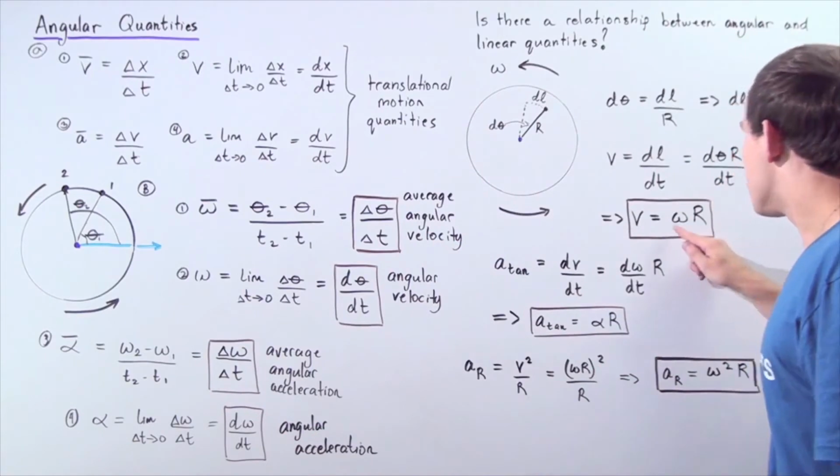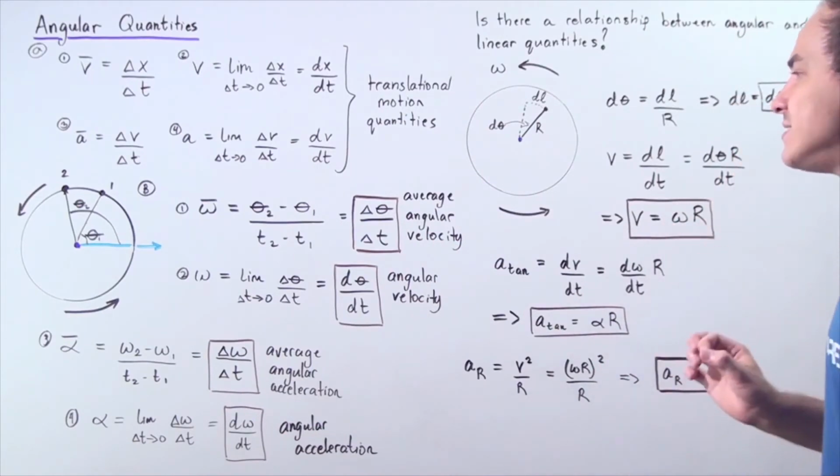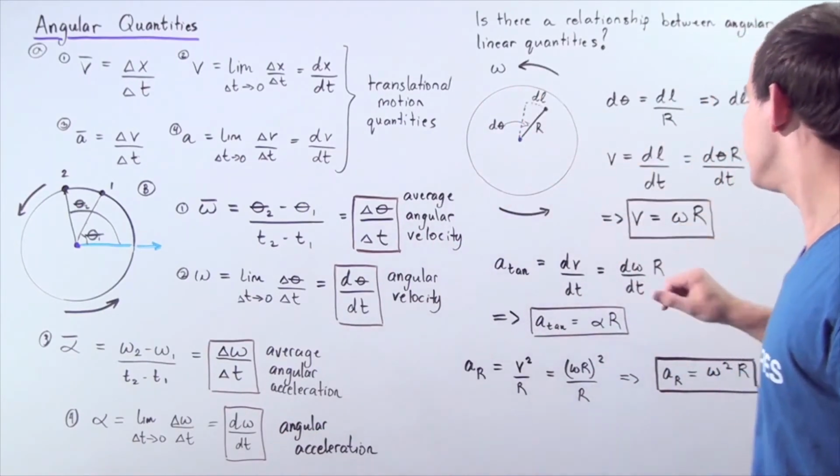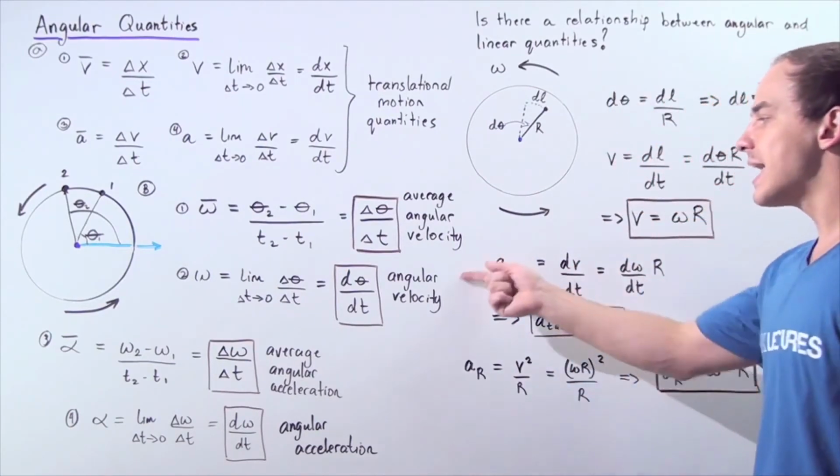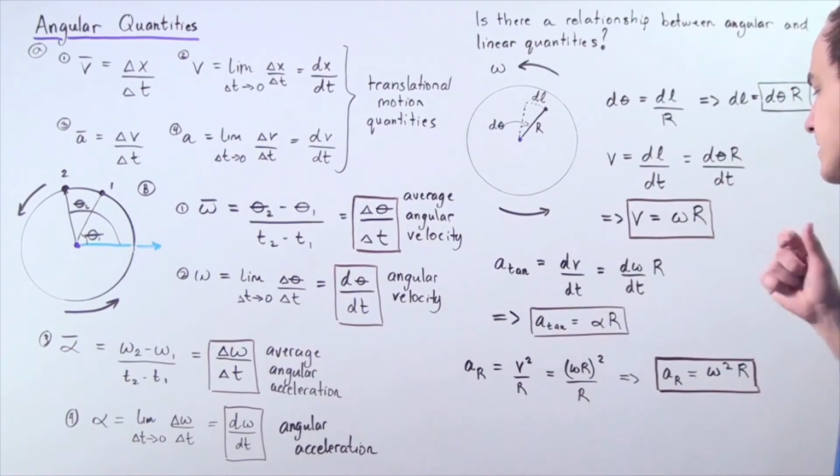Now notice that the omega remains constant. So at any given point, the omega will be exactly the same. The instantaneous angular velocity will remain the same.